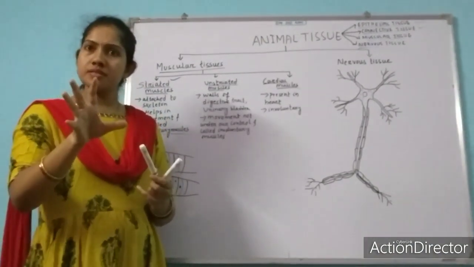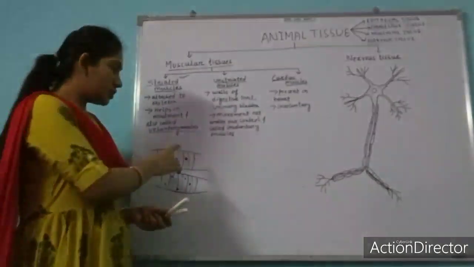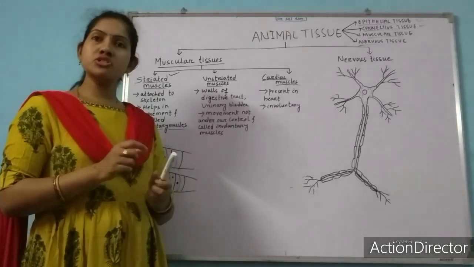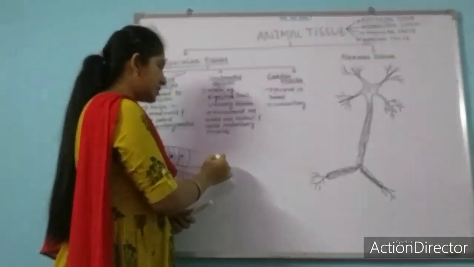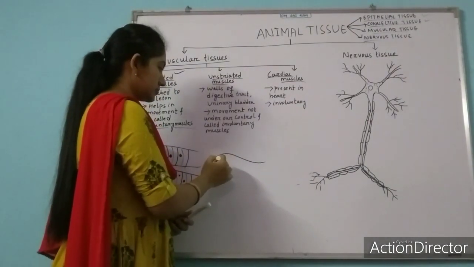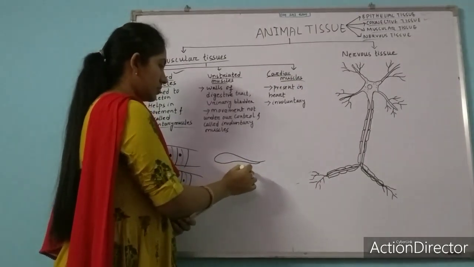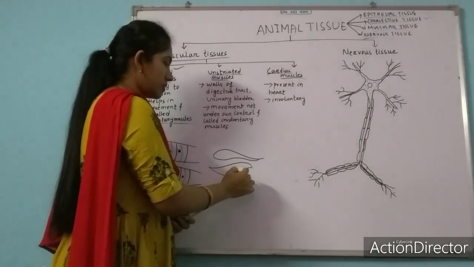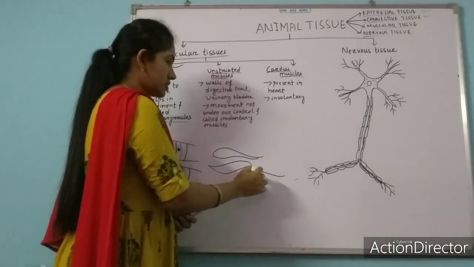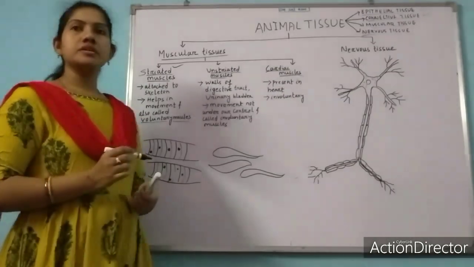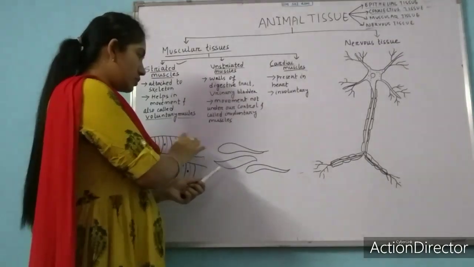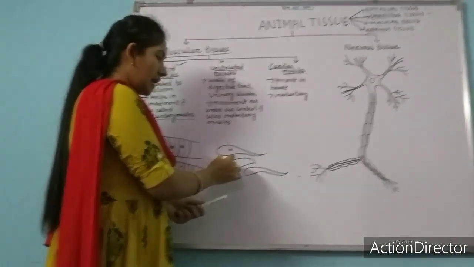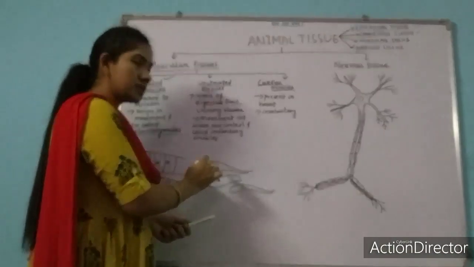Next come to unstriated muscles. The name itself is the same. Unstriated means there will be no striation over it. There will be no bands over it. And if you see the structure of it, it is generally spindle shaped. Somehow like this in structure. This is the structure of what? Unstriated muscles. So it does not have bands over it and it has only a single nucleus at the center. Remember, got the difference?